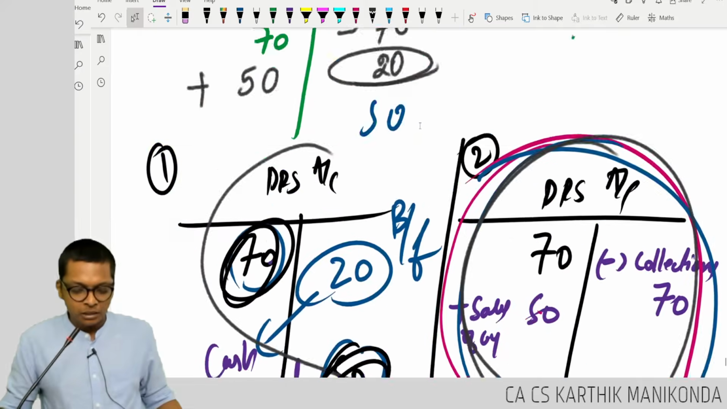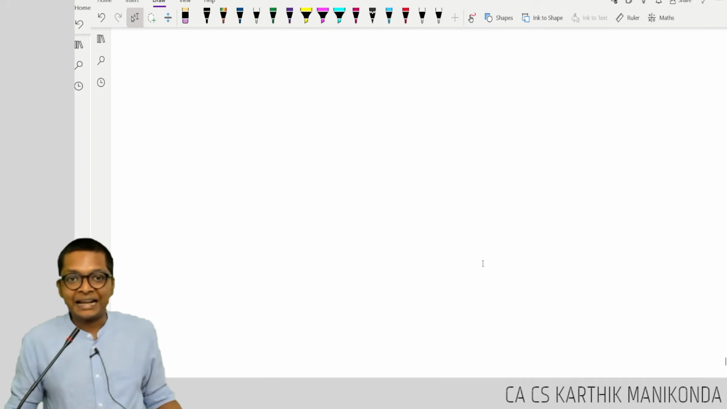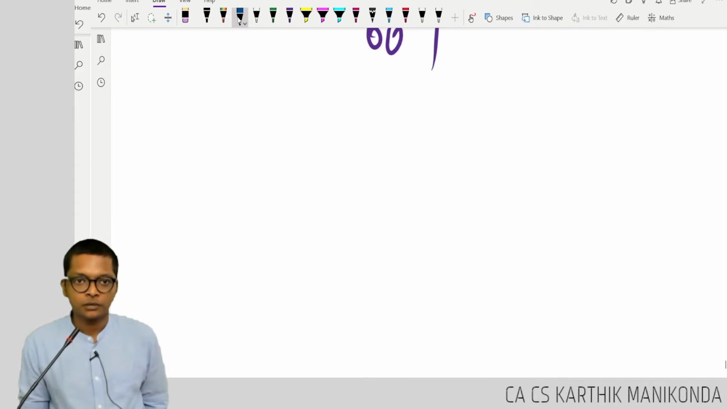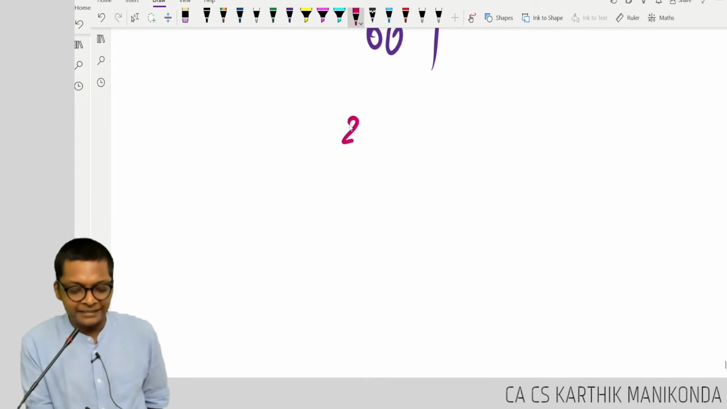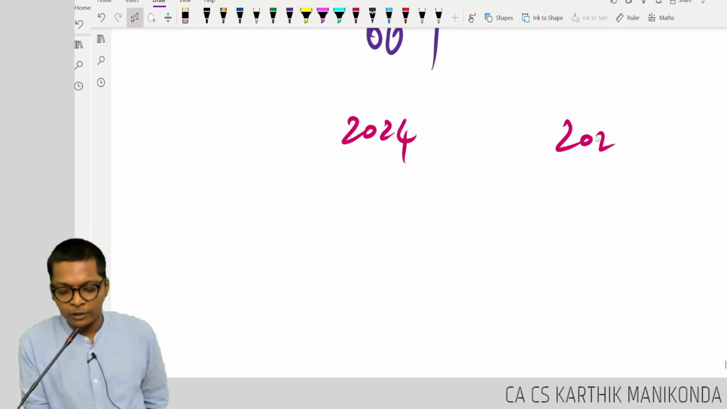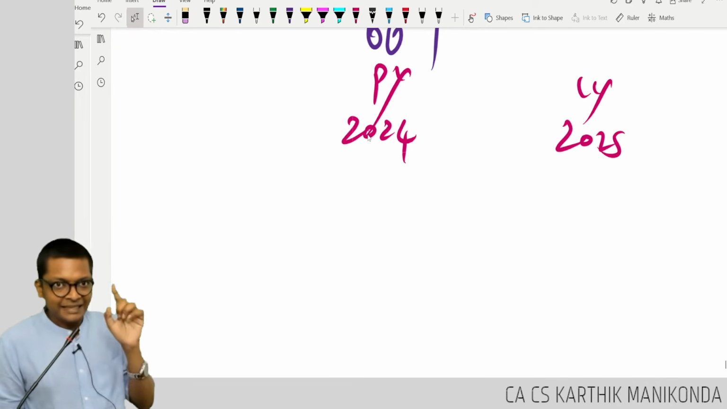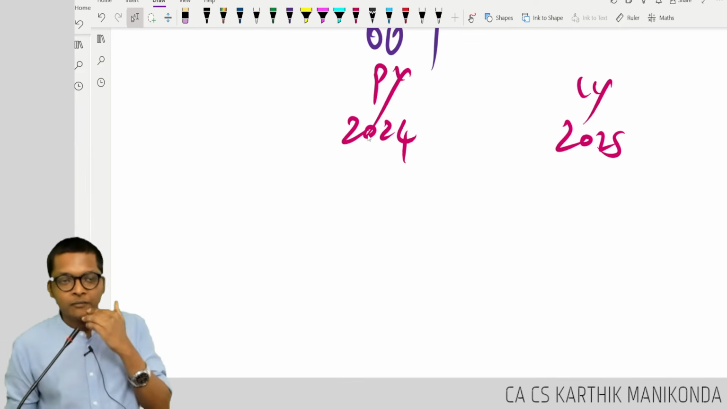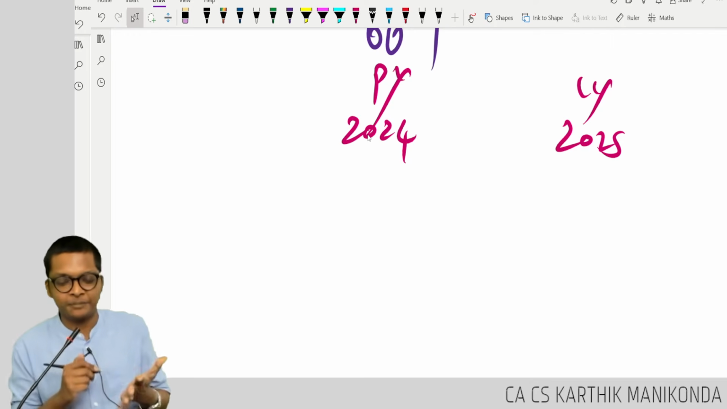Clear, guys? The last one that we didn't discuss yet for an example is increase in current assets. Let's take one example. Give me an example of current asset. Inventory. Let's take inventory, an easy one. 2024, 2025. Current year, previous year. I'm writing in reverse because in this chapter I'm only discussing concept, guys. When we do sums, you will get more practical experience.